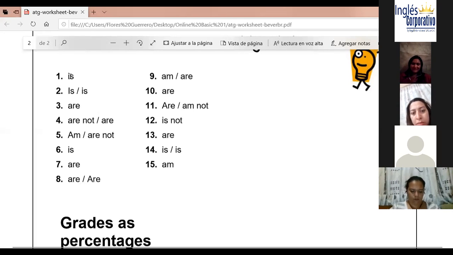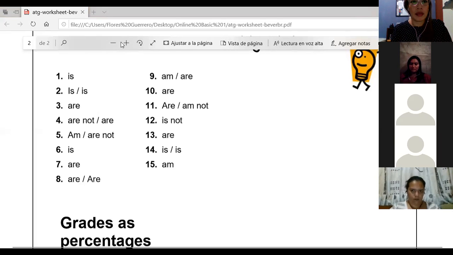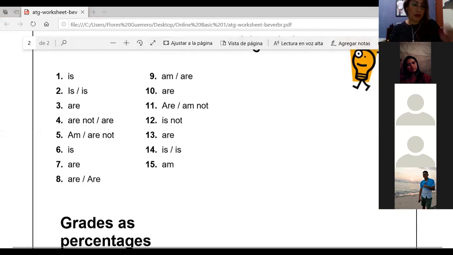Number one is, number two is, and no is. Se ve. En serio, no mira. Yo sí veo. Es que está movido, creo que un poco. O sea, sí, ya sí veo. Ya lo veo. A ver, ok.